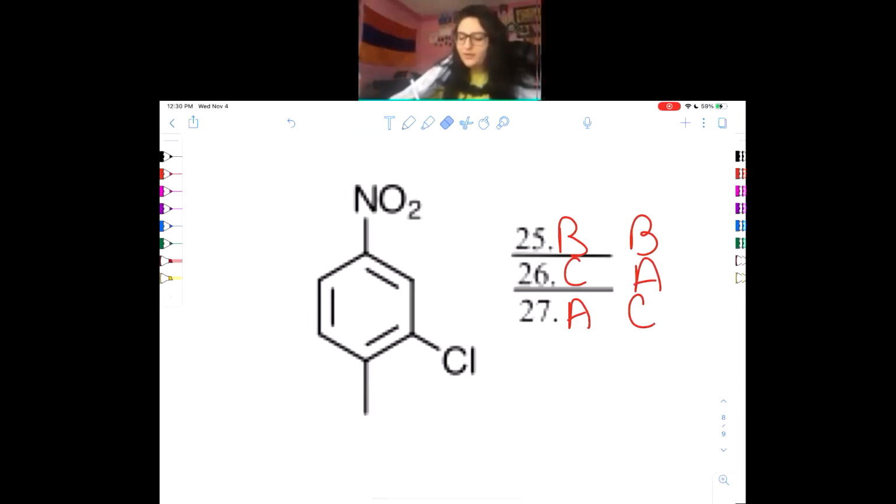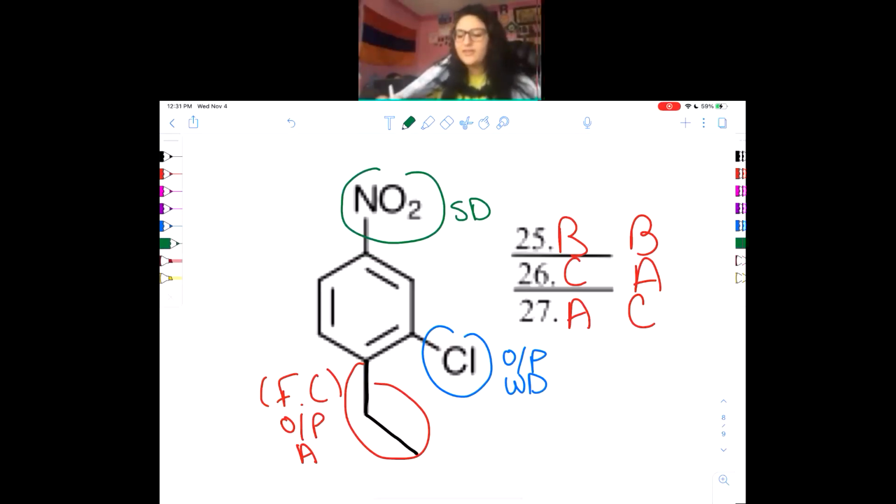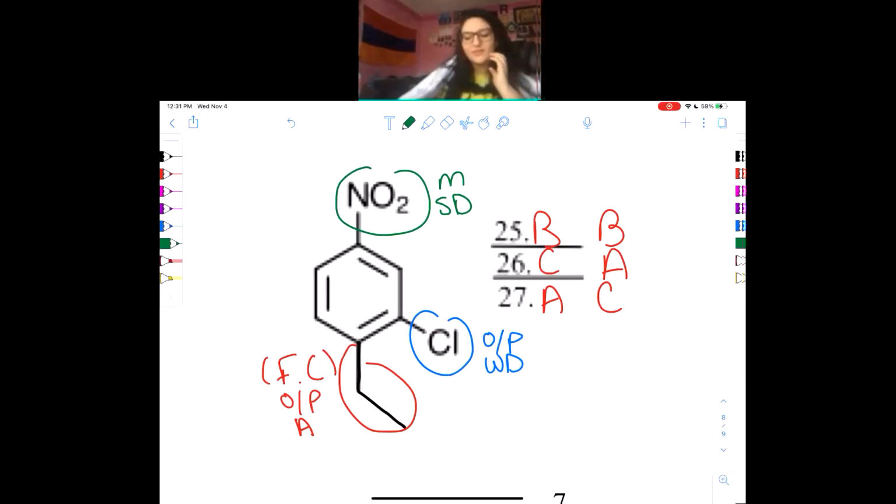So we have our Friedel-Crafts, and we know that it is an activator and it's ortho-para directing. We know that this is a weak deactivator, ortho-para directing. Last but not least, we know this is a strong deactivator and it's meta directing. Okay, and so we can see that this one is a little bit different than the previous one because they're not all meta to one another.